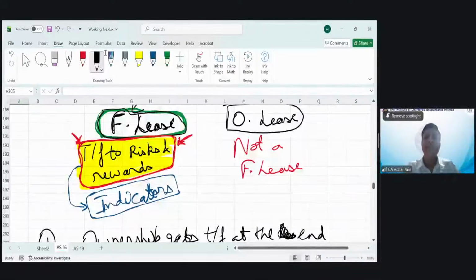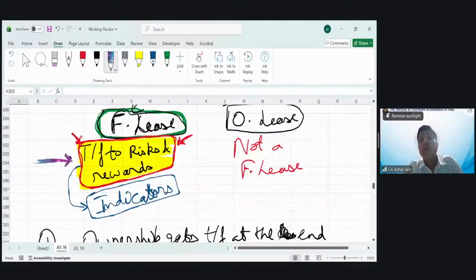Can you see the screen right now? Yes, sir. There's a concept we discussed. If you look at this, what is the concept? Transfer of risk and rewards. So when do you call a lease a finance lease? A transfer of risk and rewards to the lessee. So every time you have to check whether a lease is a finance lease or not, you will check this, correct? Now comes the question: how do I find out whether the risk and reward have been transferred or not?